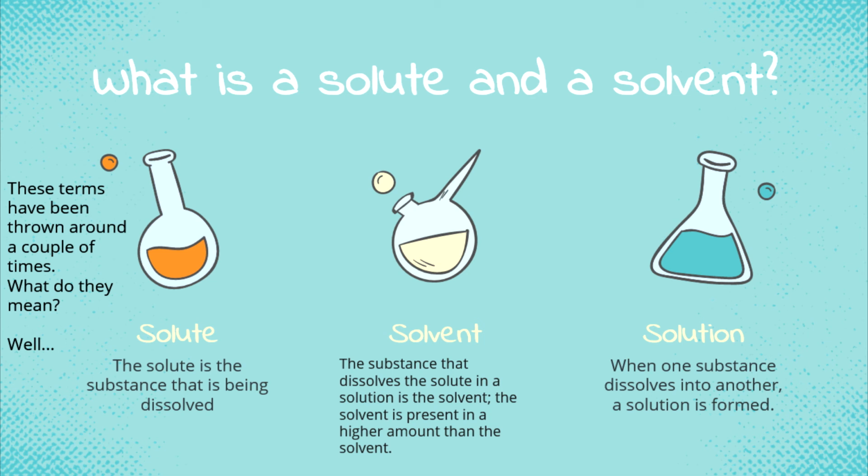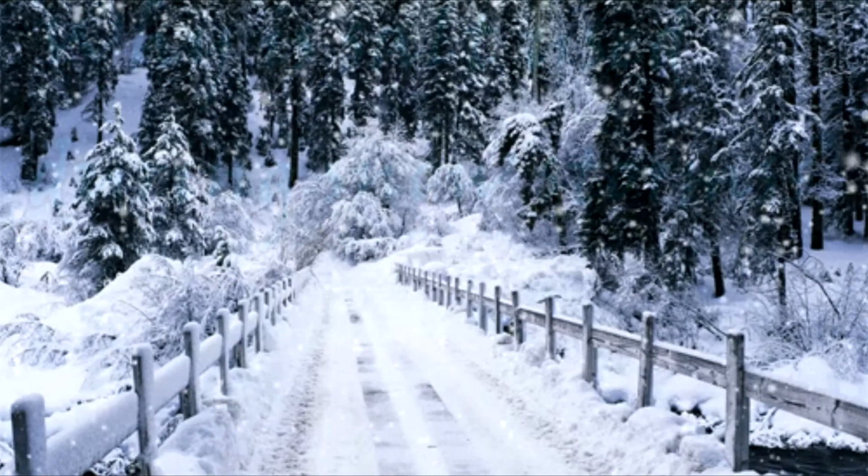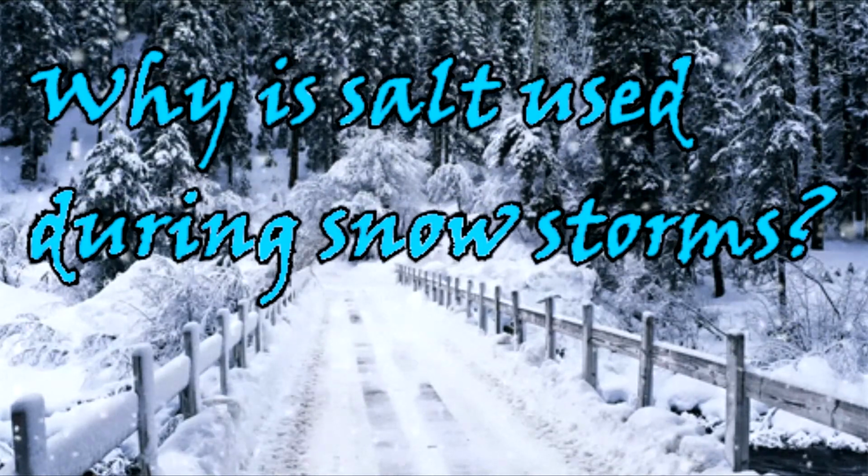Now, there's also a difference in temperature from before and after. Before, the boiling point or freezing point of a solution, prior to the solute particles blocking solvent particles, is at the regular temperature needed and is lower than what it would be with the solute. However, after, the temperature needed to reach a boiling point or freezing point is higher as a result of solute particles blocking solvent particles.